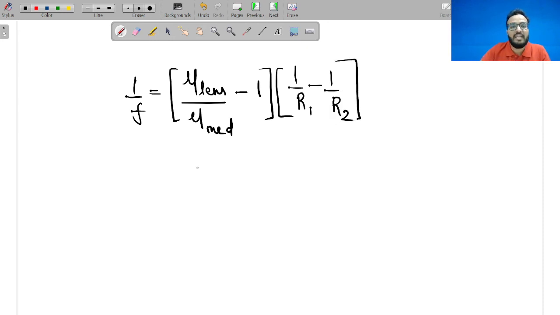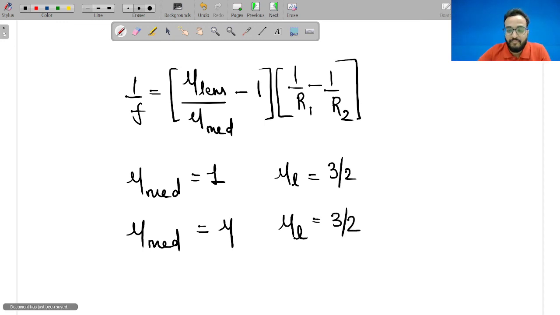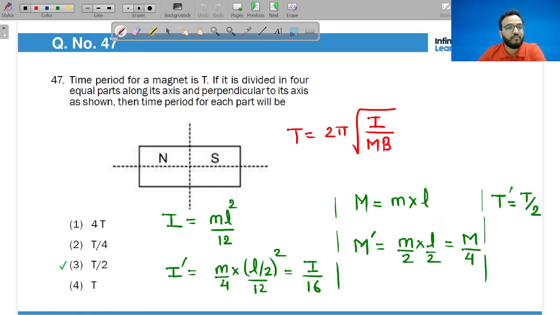So in the first case, mu of the medium is 1, and in the second case, mu of the medium is mu. Mu of the lens in both cases is the same because we have not changed the lens. It is 3 by 2 or 1.5. Do you understand this? Solve it, take the ratio, the answer is 5 by 3.